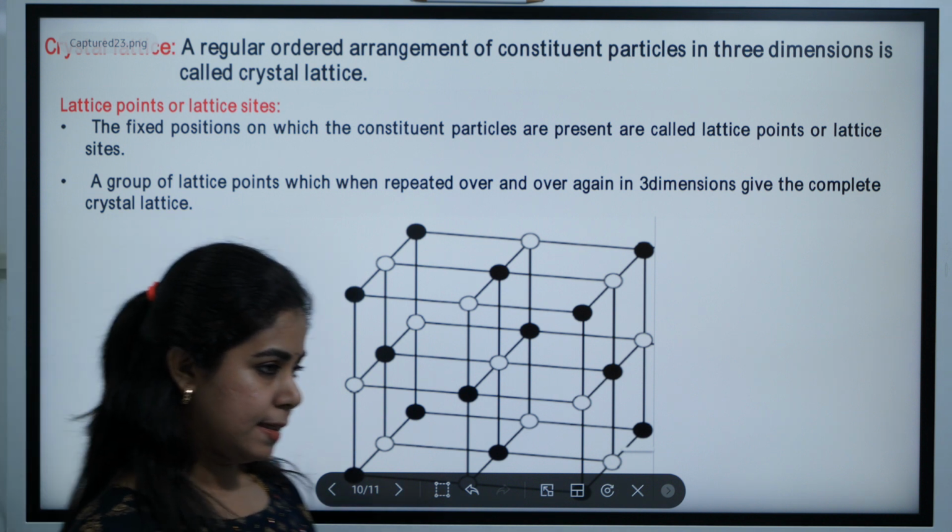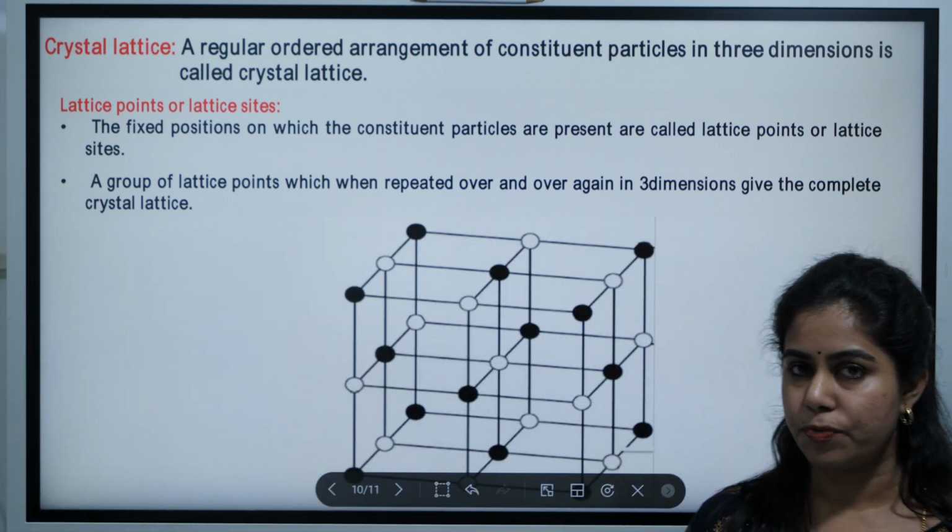Now let us clearly understand what is the structure of a crystalline solid.